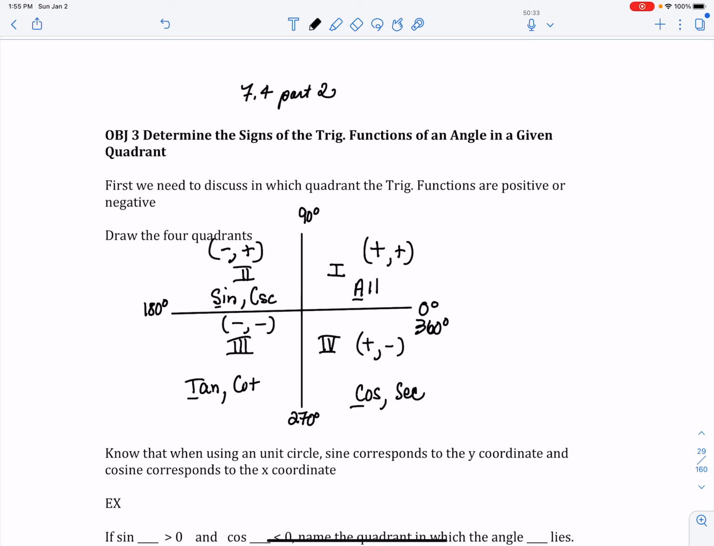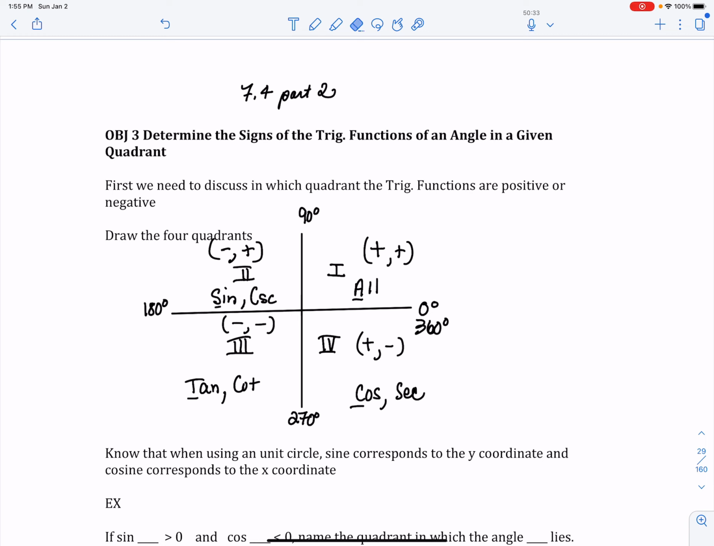So for everybody else in the quadrants, if it doesn't say, for instance, quadrant 2, sine and cosecant are positive, all the other functions are negative. In quadrant 3, tangent and cotangent are positive, all the other functions are negative in quadrant 3. And in quadrant 4, cosine and secant are positive, the rest of the functions are negative in quadrant 4.